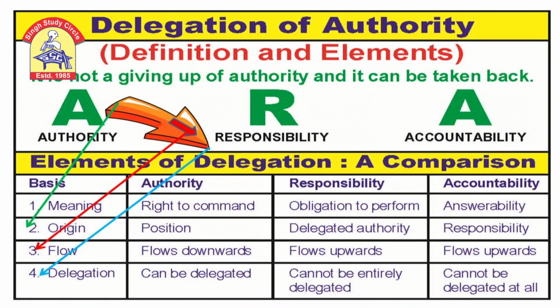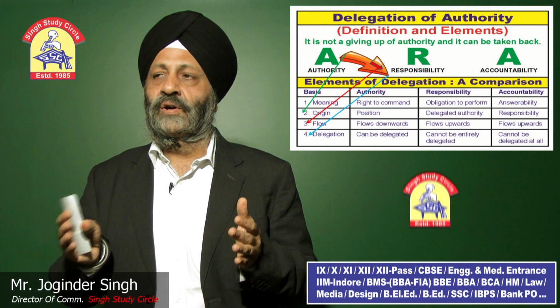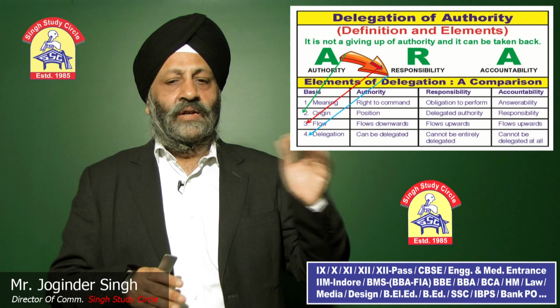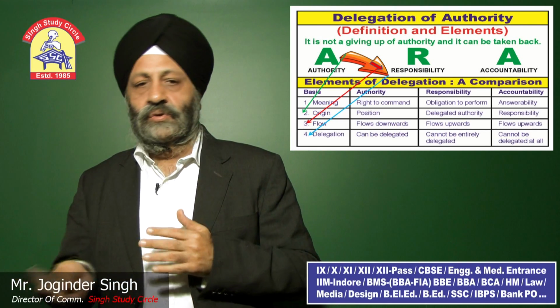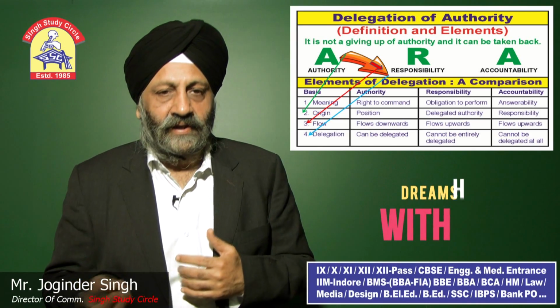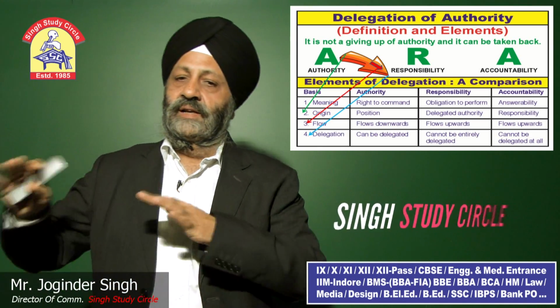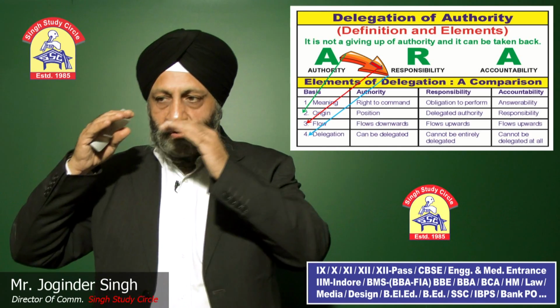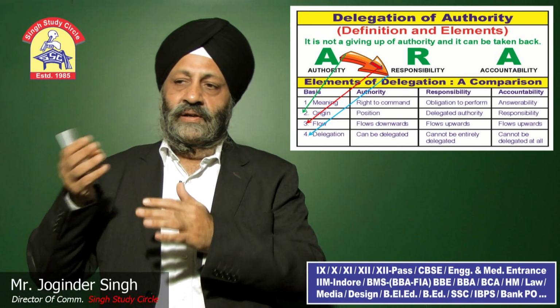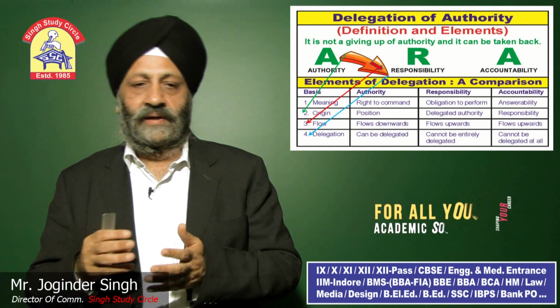Now, if a normal question comes, what are the elements of delegation? In delegation there are 3 points: authority, responsibility and accountability. So if they ask you what is delegation of authority, it is very simple. It is not giving up the authority, but it can be taken back. When we delegate the work, any responsibility can be taken back, authority can be taken back.